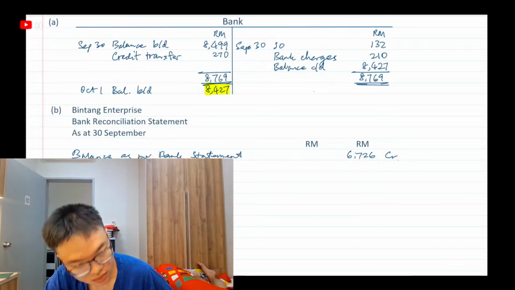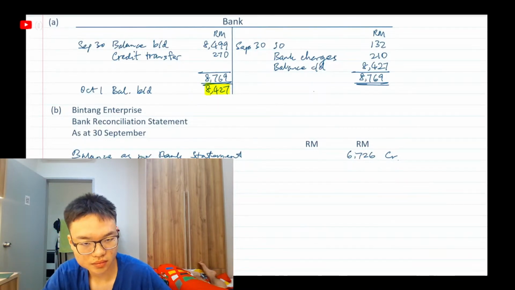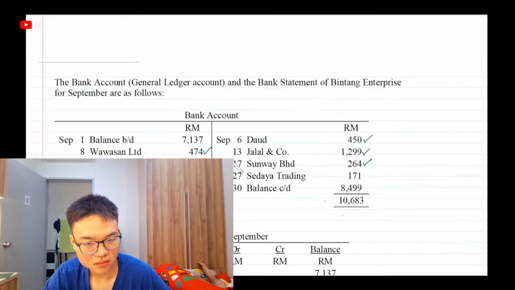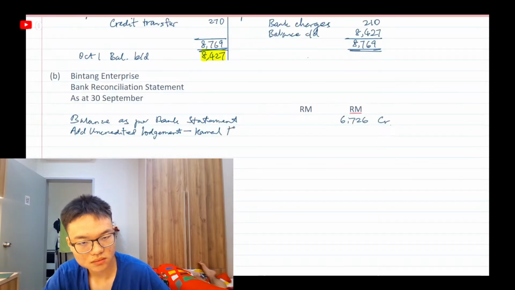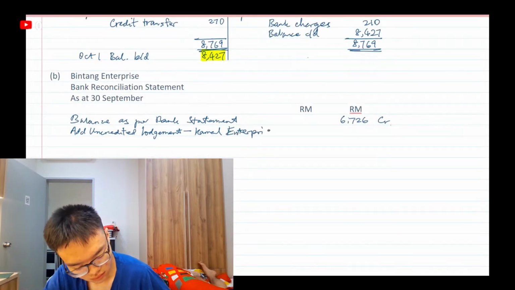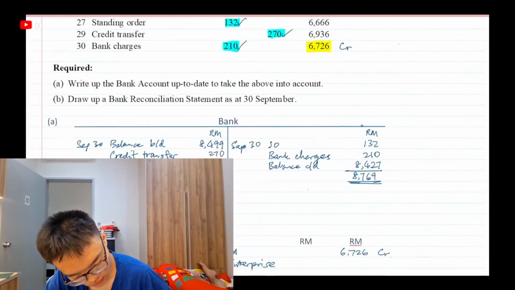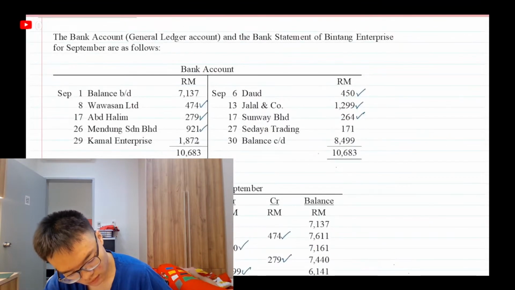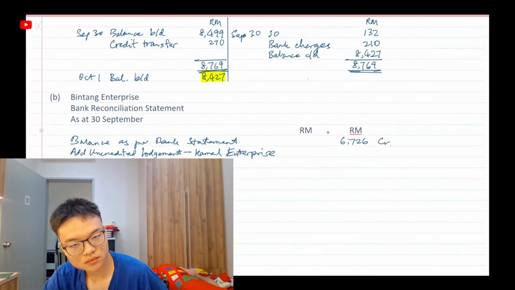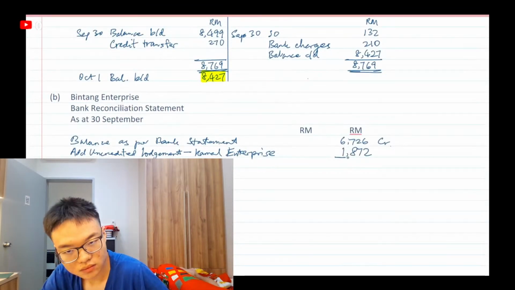Now there's only one, so I don't need a second column. Right? This is from Kamal. What's the name? Kamal Enterprise. And how much is this? 1,872 ringgit. So if we add this up, what do we get?